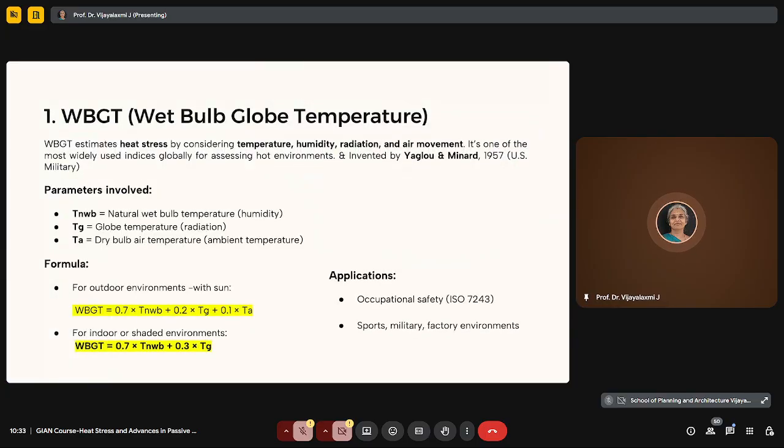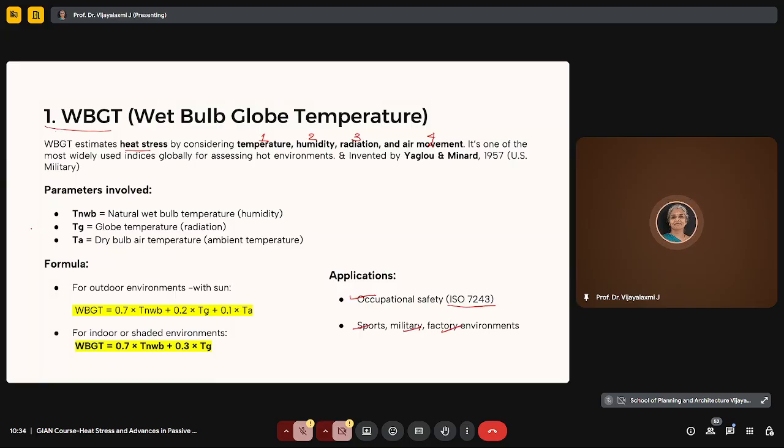So the WBGT, or wet bulb globe temperature, is used predominantly as it estimates heat stress by considering temperature, humidity, radiation, and air movement. And this is used for occupational safety, and it finds a mention in ISO 7243 in the occupational safety standards. It is also used for assessing sports, military, and factory environment.